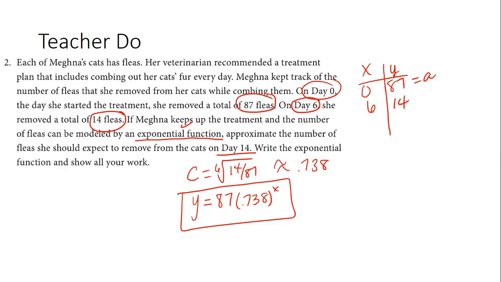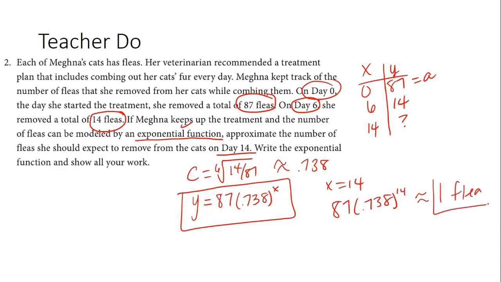So yes? All right, now we're solving for, on the 14th day, how many fleas are left? So now, when x equals 14, what do I get? So we have 87 times 0.738 to the 14th. And what do we get? But can you have a fraction of a flea? So we're just going to say there is 1 flea left. So the treatment is working, right? It's more like a flea and a half. Either way, 1 flea, guys. We're going to stick to 1 flea.